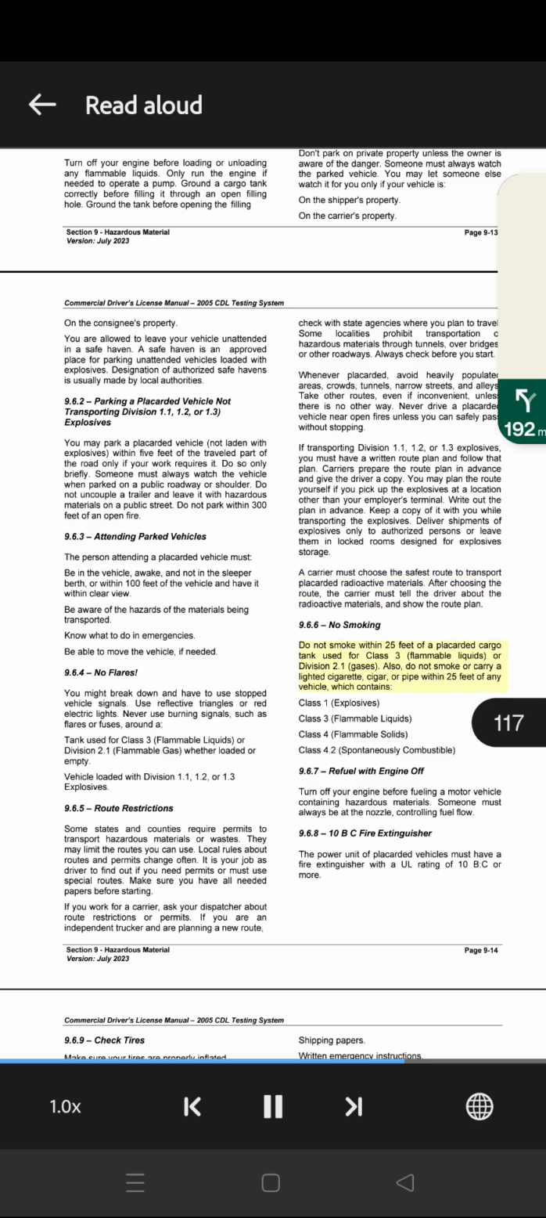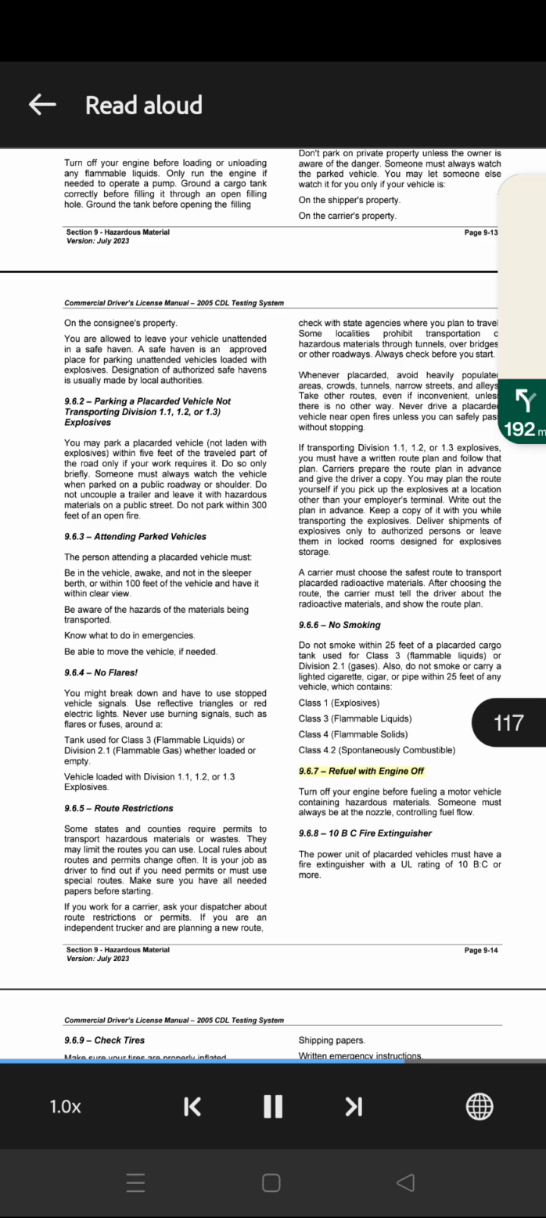Do not smoke within 25 feet of a placarded cargo tank used for Class 3 flammable liquids or Division 2.1 gases. Also, do not smoke or carry a lighted cigarette, cigar, or pipe within 25 feet of any vehicle which contains Class 1 explosives, Class 3 flammable liquids, Class 4 flammable solids, Class 4.2 spontaneously combustible.